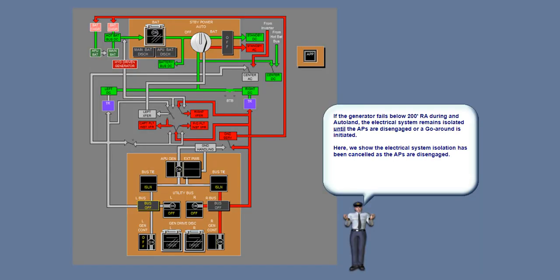After an approach where a generator fails below 200 feet, the electrical system returns to its unisolated condition when, on the runway, the autopilots are disengaged, or an autopilot go-around is performed.